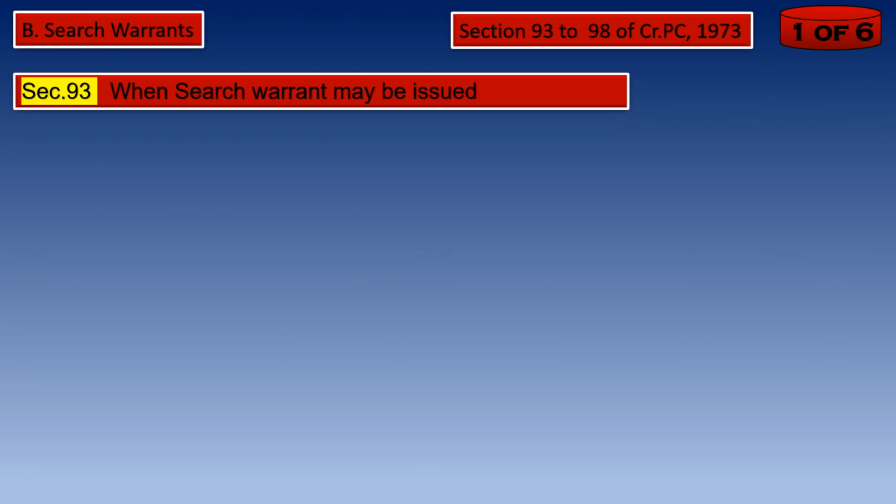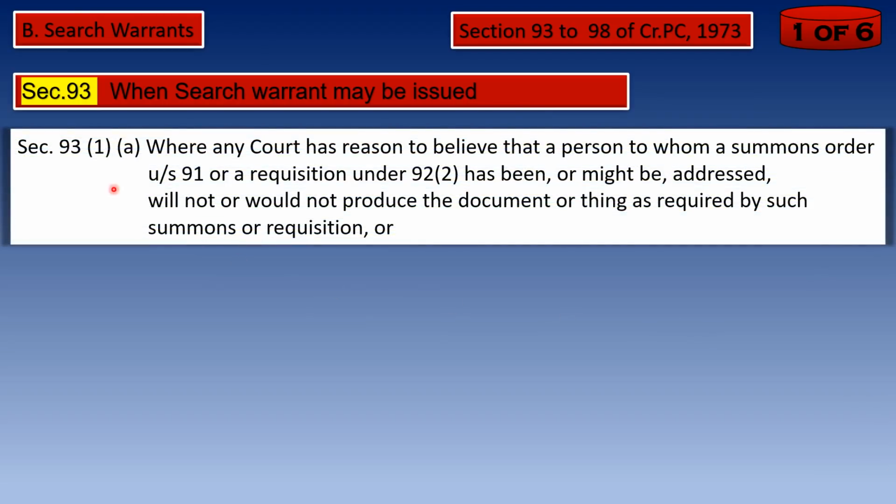First point of search warrants, section 93, when search warrant may be issued. Subsection 1 clause A of section 93 says, where any court has reason to believe that a person to whom a summons under section 91 or a requisition under subsection 2 of section 92 has been or might be addressed will not or would not produce the document or thing as required by such summons or requisition.